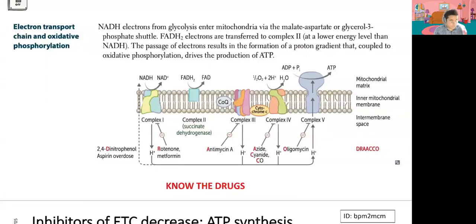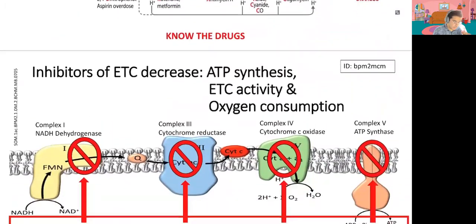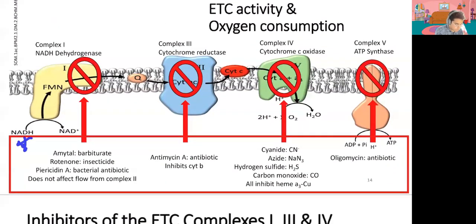What you do need to know is the things that inhibit it. I love this because First Aid does a good job of giving you mnemonics for remembering it, because all the complex 1 ones end in "-one," right? Rotenone. Metformin is less covered because it's kind of like the statins and things that we will cover with coenzyme Q. But when you go through this, there are all of these that you should commit to memory because they are tested, and they like to ask those. What happens if you give an insecticide? Which complex is inhibited versus a bacterial antibiotic?